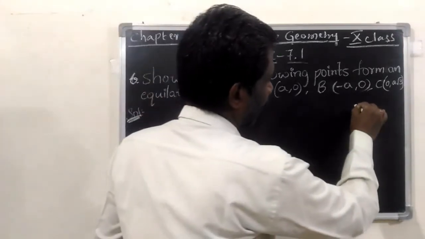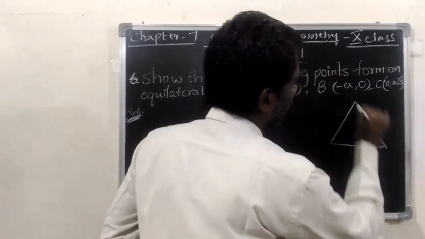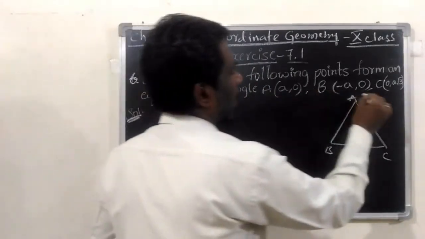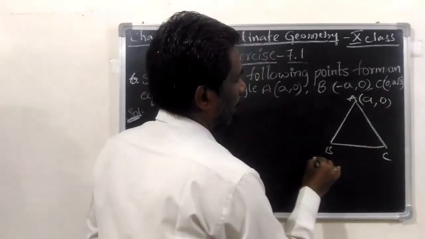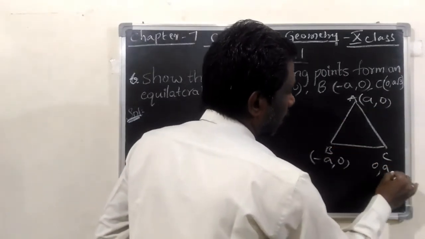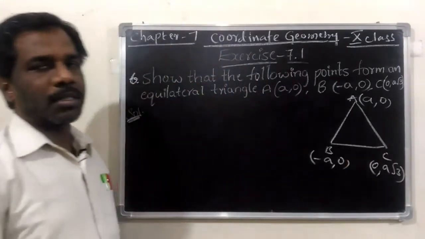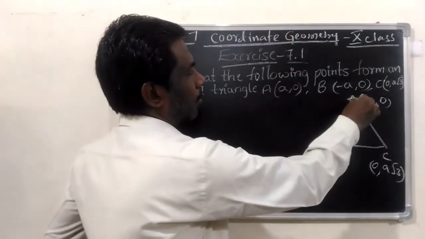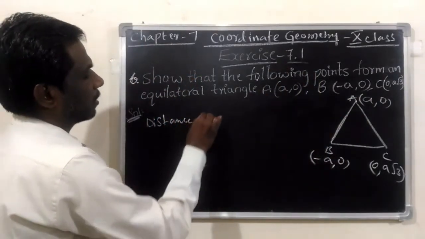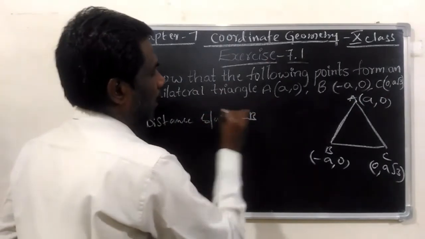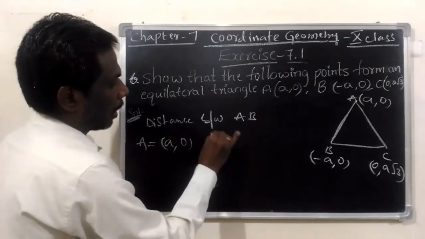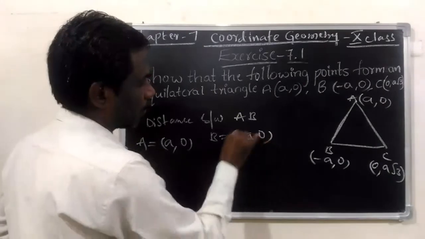If we draw a triangle, this is A, this is B, and this is C. The vertices are A(a, 0), B(-a, 0) and C(0, a root 3). So first we want to find the distance between AB, where A is (a, 0) and B is (-a, 0).